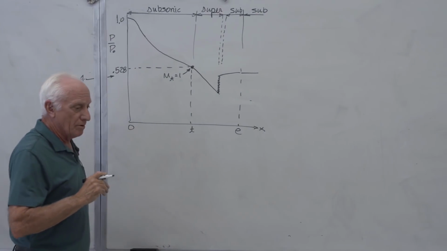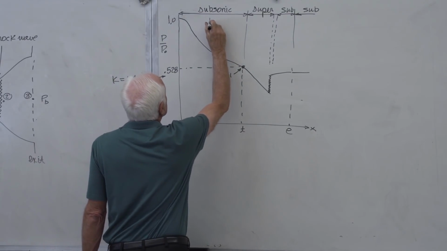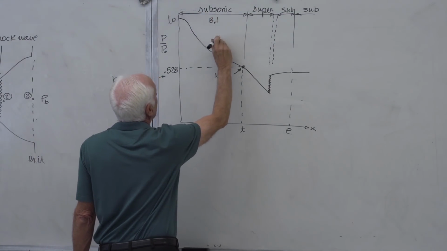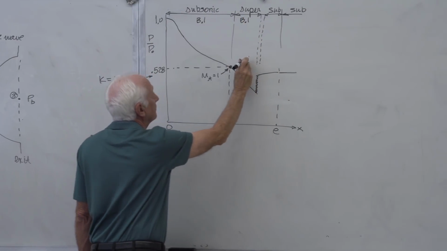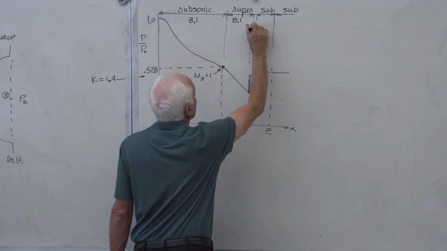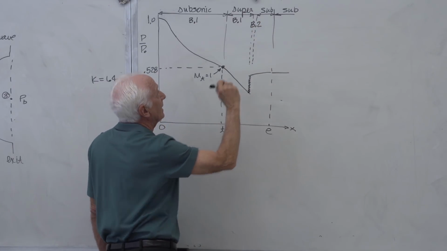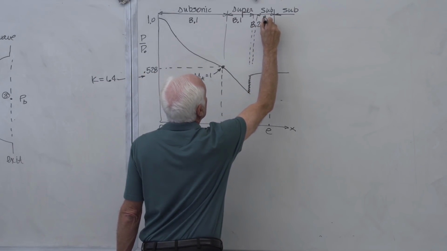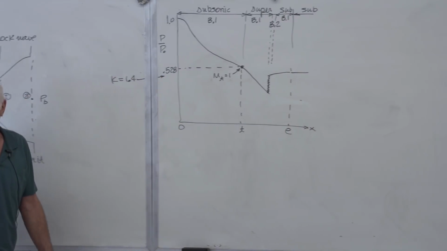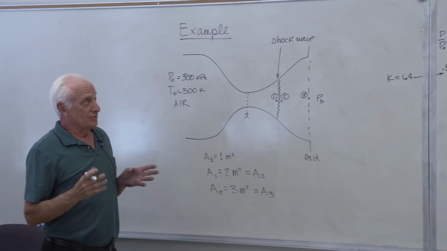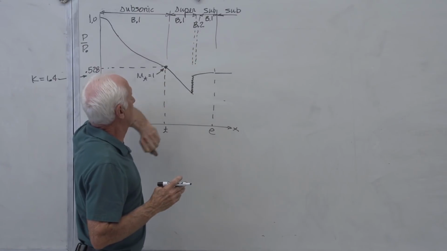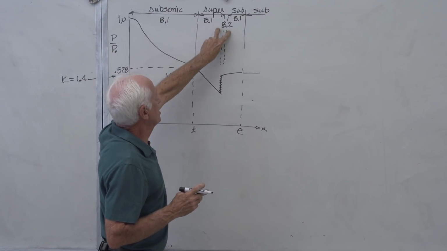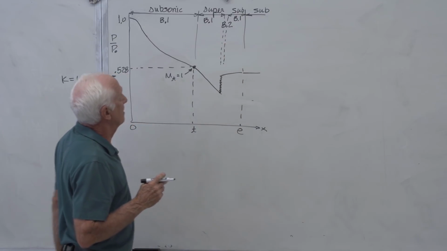Now comes the question: where do you go to find numbers? Subsonic isentropic, table B1. Supersonic isentropic, table B1. Across the shock, table B2. Then back to subsonic isentropic, table B1. So there's where you go to find the answers you need.